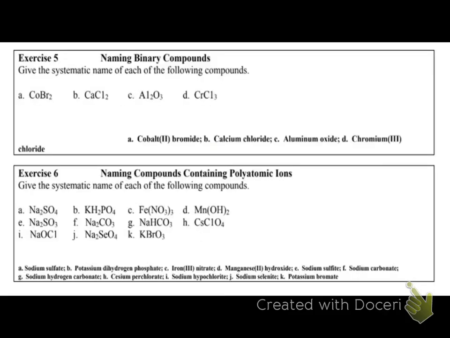Okay, so we did binary. Now let's do polyatomics. So this one, what is A? Sodium sulfate. Try not to look at the bottom. Let's see if you can name it without. Okay, how about C? Iron 3, nice. Y'all are reading them, aren't you? Let's just do this.